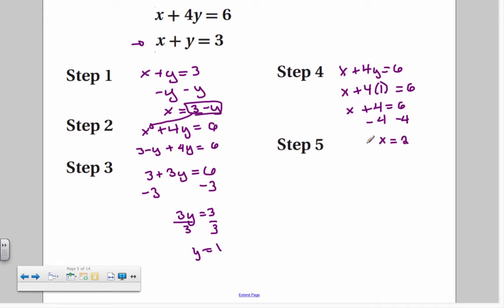Step 5 finally says, write this as an ordered pair. That's your solution. So the ordered pair here would be 2, 1.